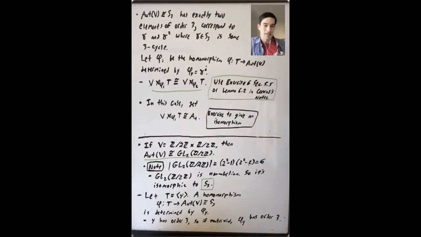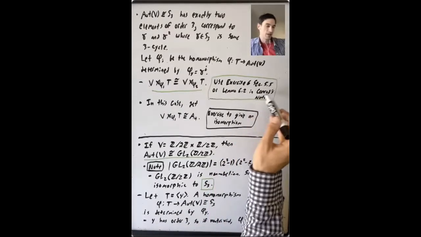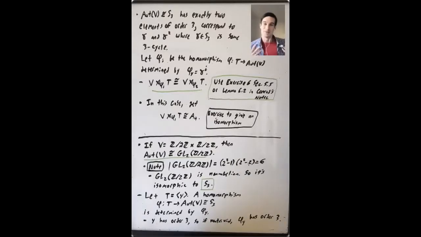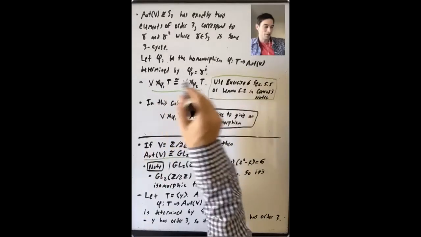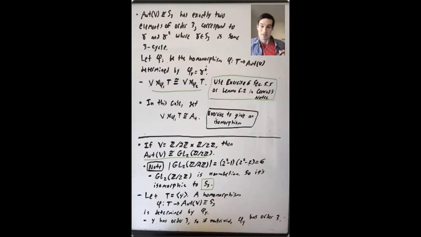And you can see this using either exercise 6 of section 5.5, which we did on the homework, which was about semidirect products of H and K, where K was a cyclic group and the images were these conjugate subgroups. Or you can use lemma 6.2 in Conrad's notes, which is also about when 2 semidirect products are isomorphic. All right, so we get these 2 isomorphic semidirect products. What do they look like?